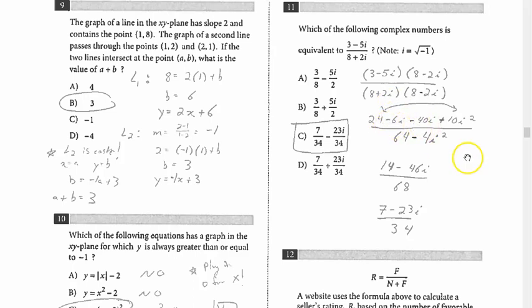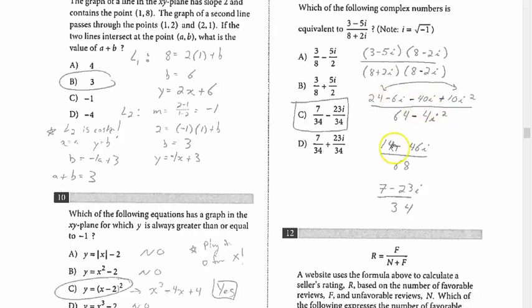Now, when we move on here, the first thing I did was combine these middle terms. Negative 6i minus 40i gave me negative 46i. On my top, when I substitute, I have i squared. That's just a fancy way of writing negative 1. So I did 24 plus 10 times negative 1. Well, that's 24 minus 10.